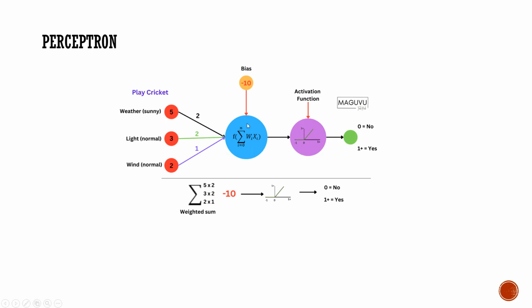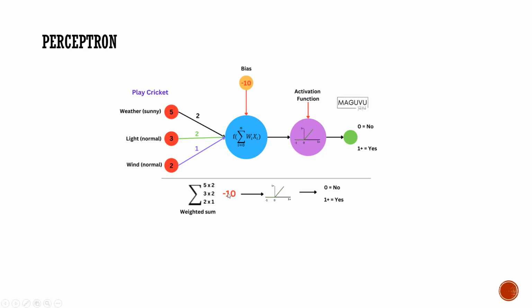What then happens in the neuron is that the neuron does a summation, which is a weighted sum. So we're going to multiply 5 by 2, 3 by 2, and 2 by 1. And whatever value we get, we're going to introduce bias. In this case, our bias is 10, meaning the bias controls whatever value we get and shifts its boundaries. In this case, it's going to shift the boundary backwards.